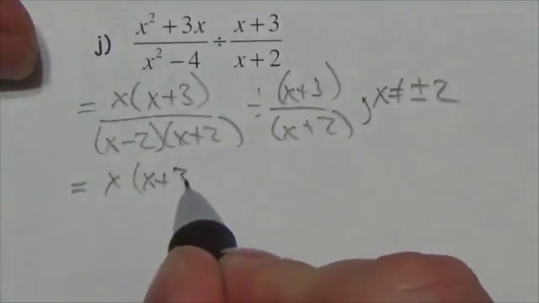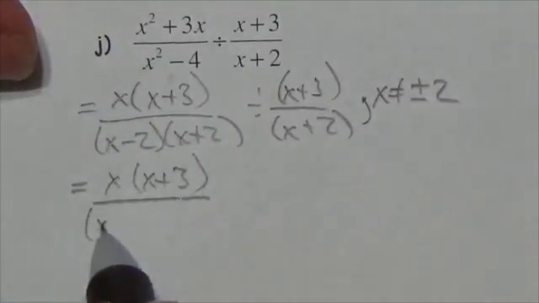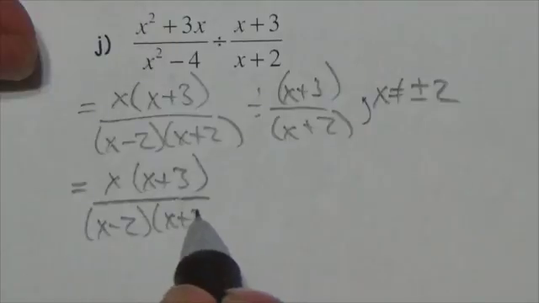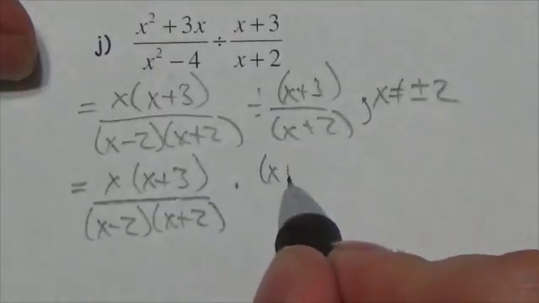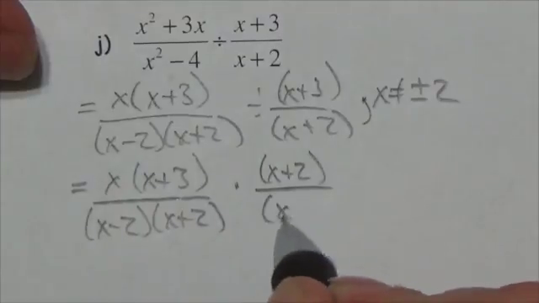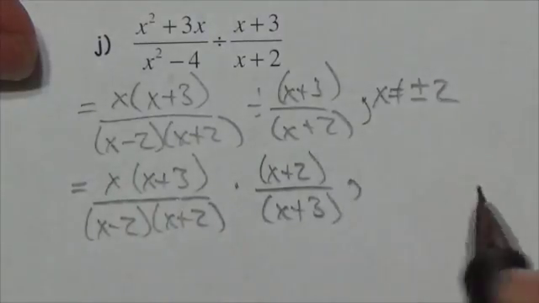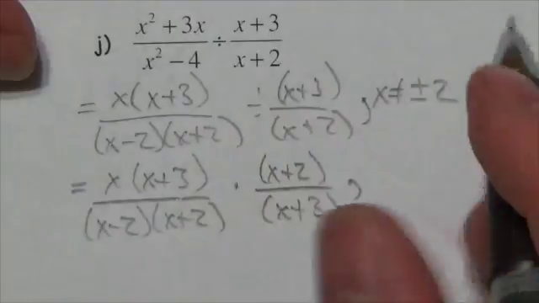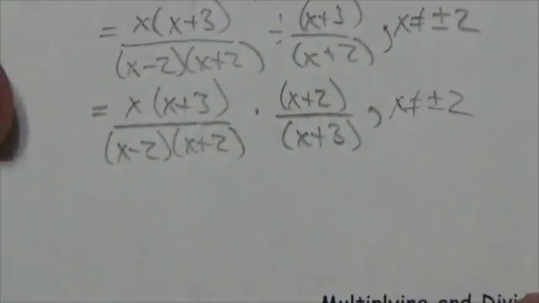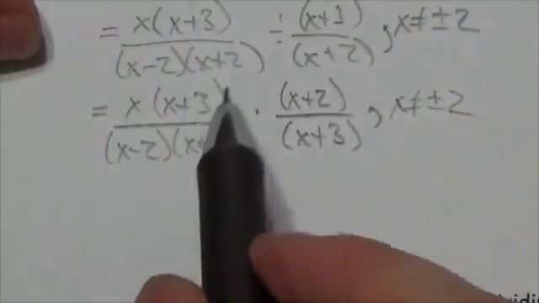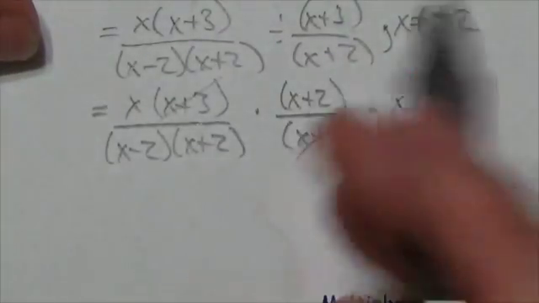Now, I would like to start to cancel stuff out, but I really can't do that until I've got this as a multiplication statement, not a division statement. So I've got to multiply by the reciprocal. Okay, so I've multiplied by the reciprocal. Now I'm going to be able to cancel stuff, but again, I should be stating that non-permissible as I go down here. And now I'm looking for the ones. So x plus 3 divided by x plus 3.